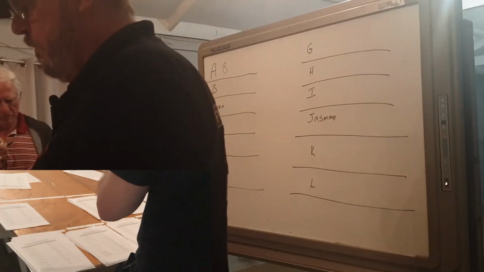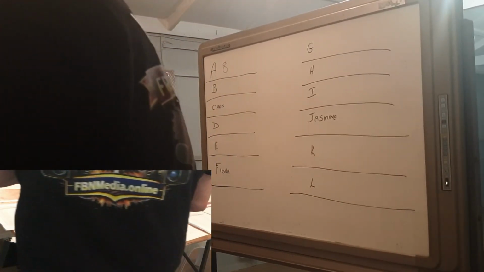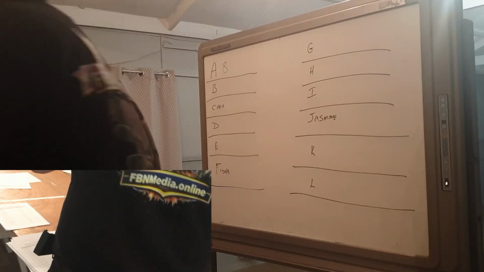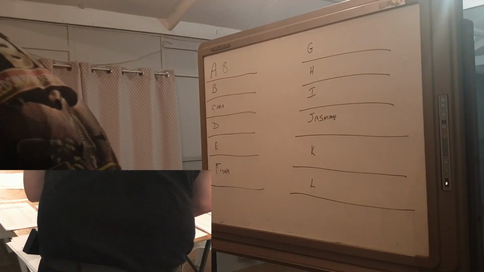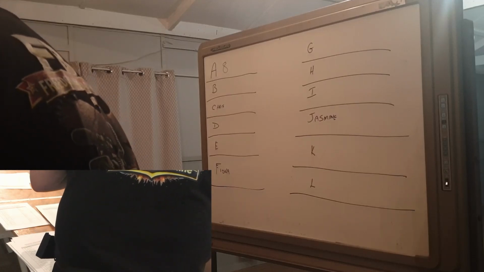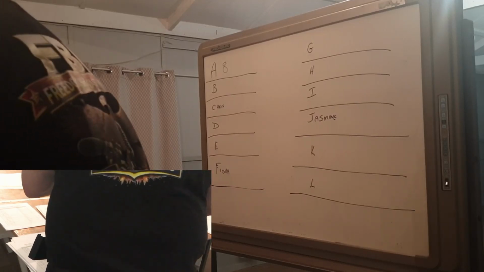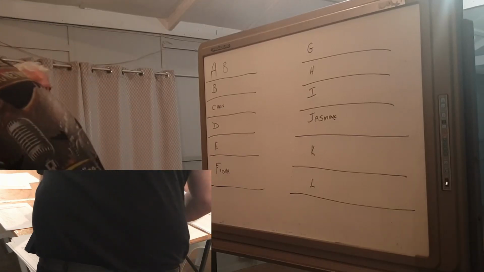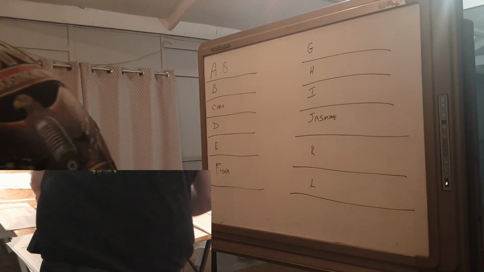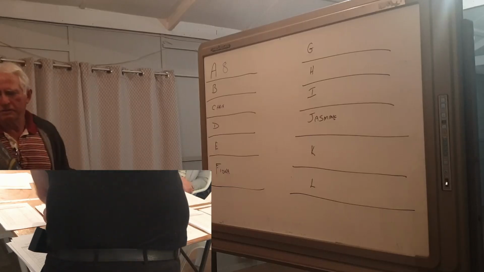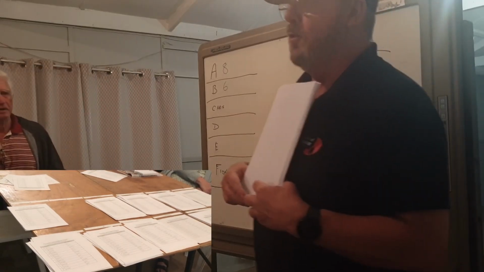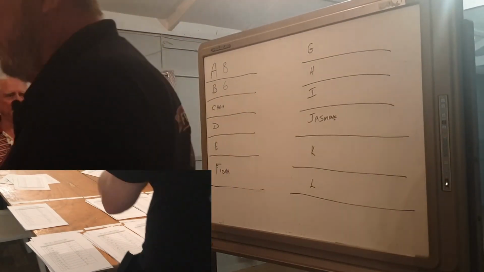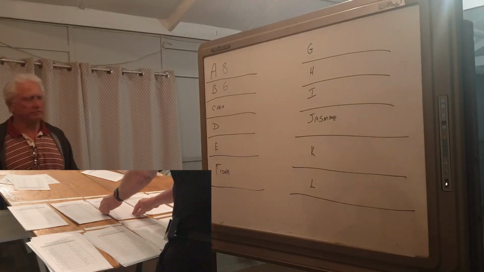So the next one is this one, which is Party B. So we've got 1, 2, 3, 4, 5, 6. Oh, knocked it off too much. All right, so 6 for B. Next one's our independent, Chris.